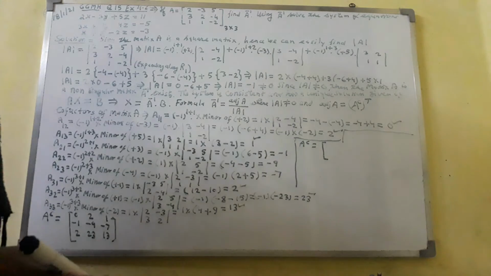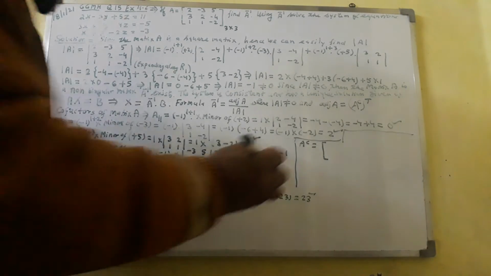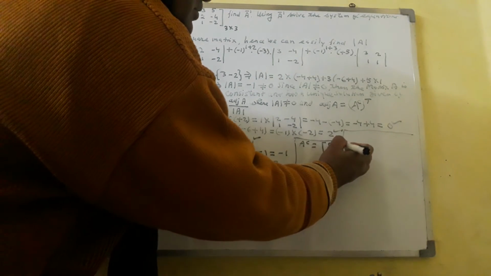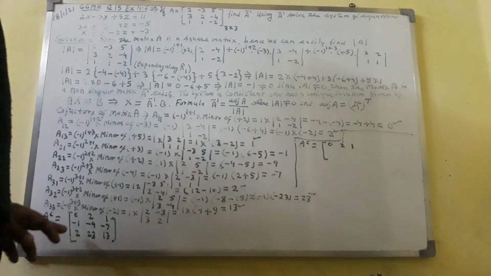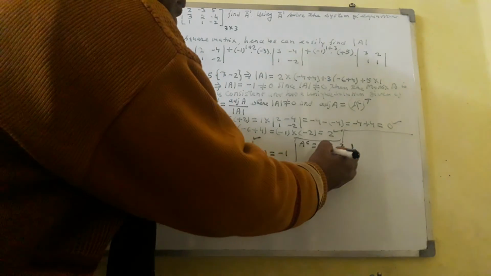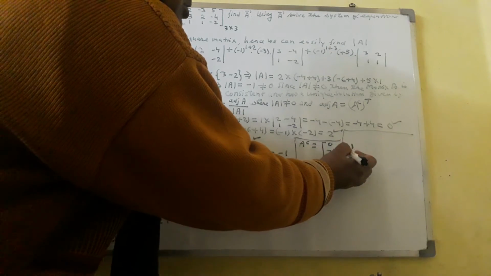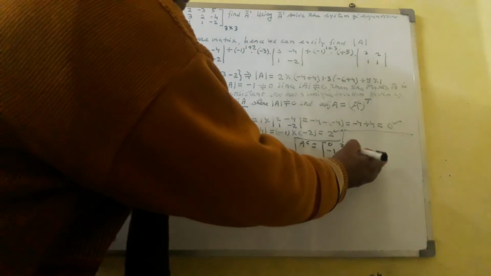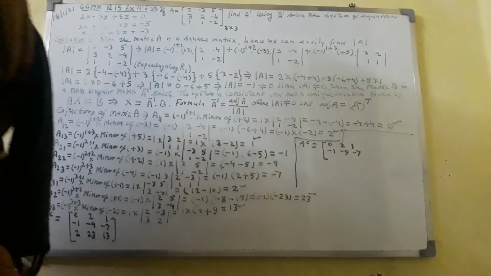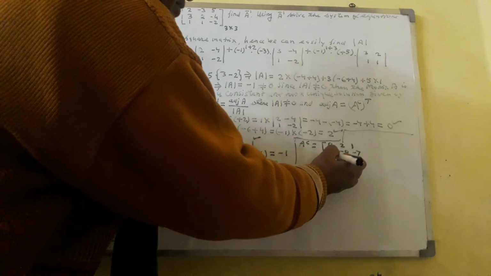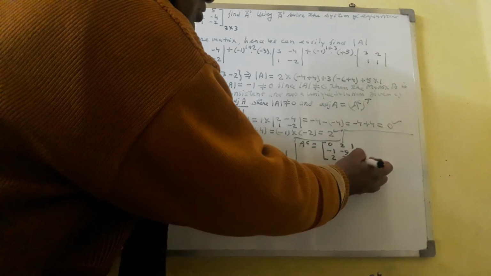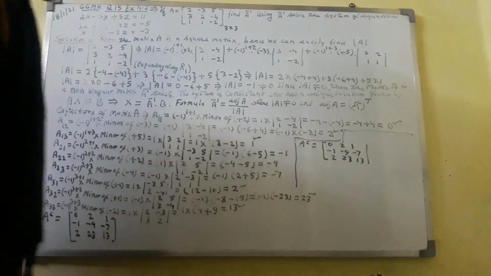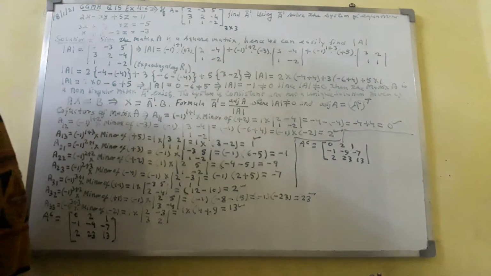Cofactor matrix you have got here: 0, 2, 1, -1, -9, -7, 2, 23, 13. Now what to do next?